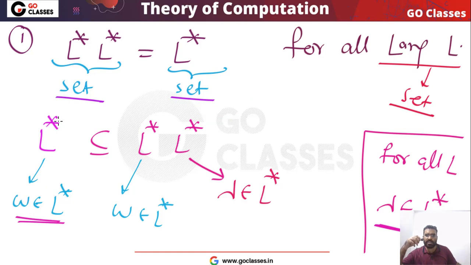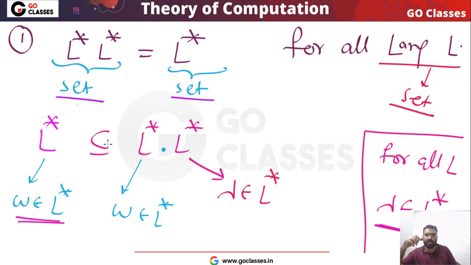Let us assume W is a string in L star. Because I am assuming that W is a string in L star, it means W belongs to L star. And you also know that for every L, the empty string belongs to L star. Now what will happen? Definitely you can notice that W is here and the empty string is here.